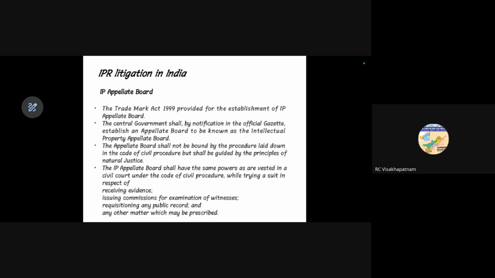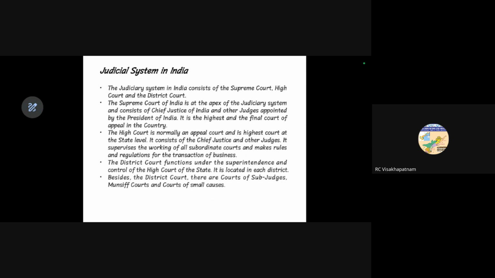Like that. What is the judicial system in India? The judicial system in India consists of a Supreme Court, High Courts, and District Courts. The Supreme Court is the apex of the judiciary system. It consists of the Chief Justice and other judges appointed by the President of India. So it is the highest and final court of appeal in India.